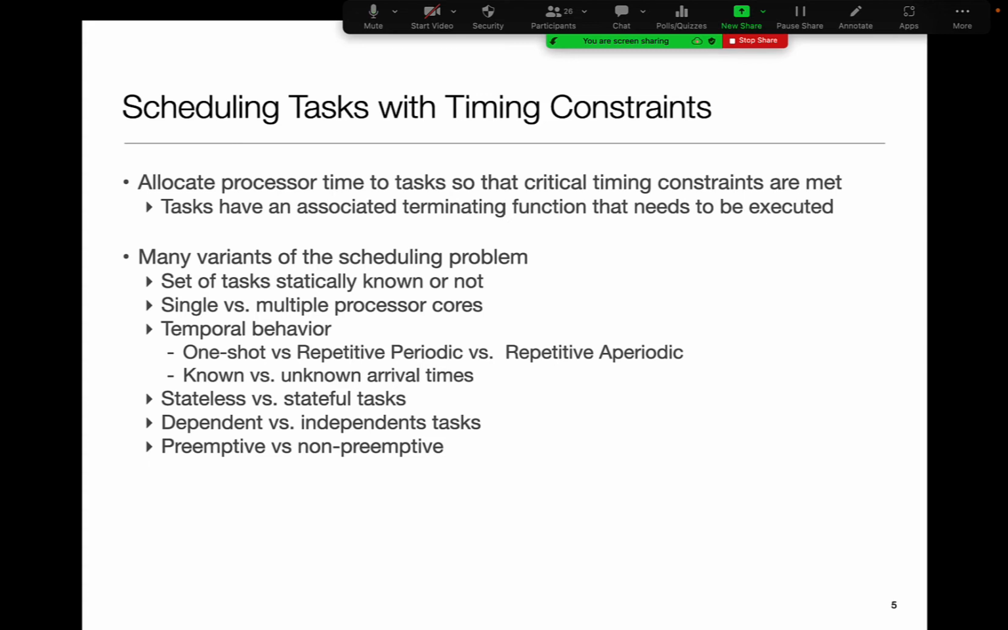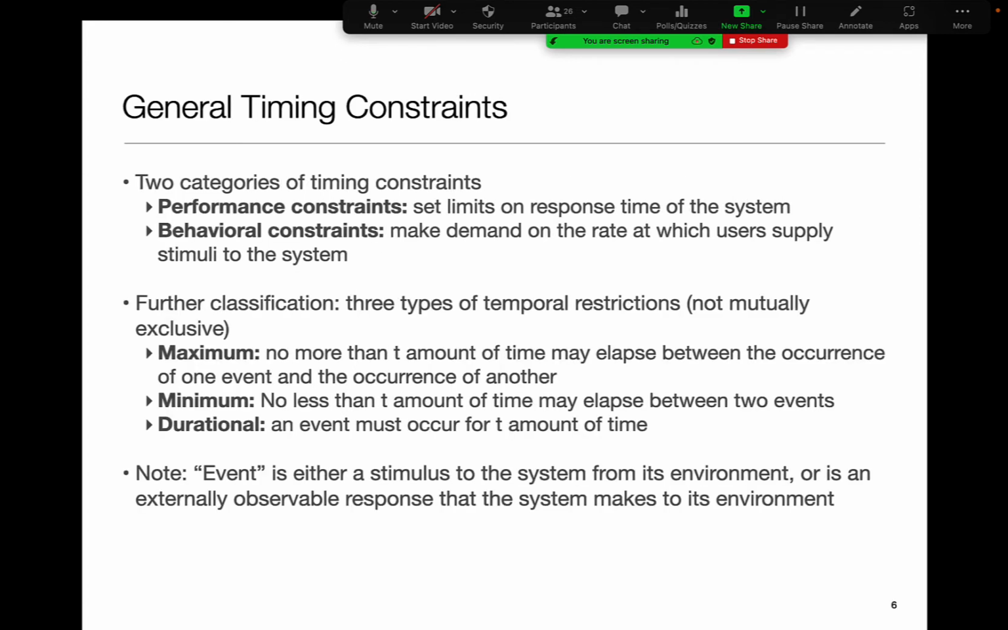If I have tasks, let's say one handling a camera and another handling a radar, are they dependent on each other somehow? Maybe they are using the same GPU, for example, or some shared resource or the same data structure. Can I bump off the task in the middle? Is the OS allowed to do that? All these things make things different.